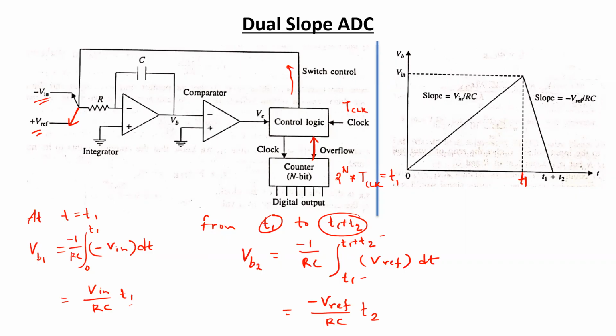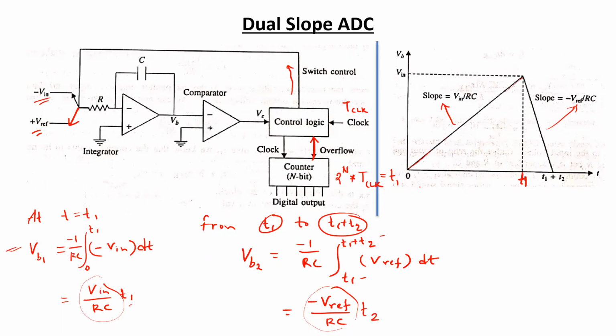So for the first case you can see the slope is positive, for the second case you can see the slope is negative. That is indicated over here as well. So up to T1 the input voltage is getting integrated with a constant positive slope, and from T1 to T1 plus T2 the reference voltage is getting integrated with a negative slope.